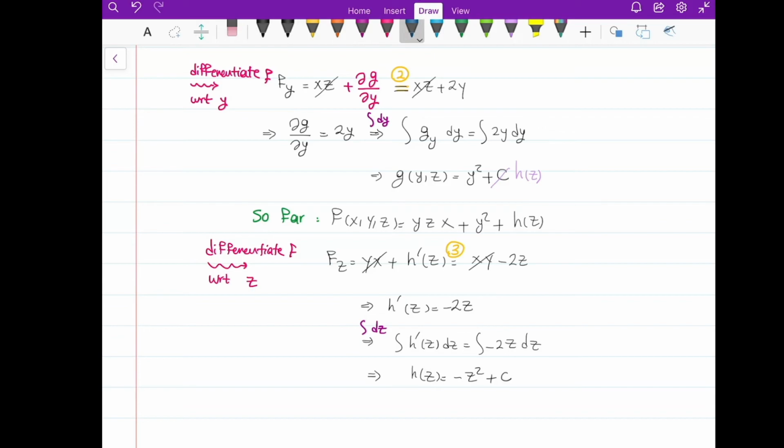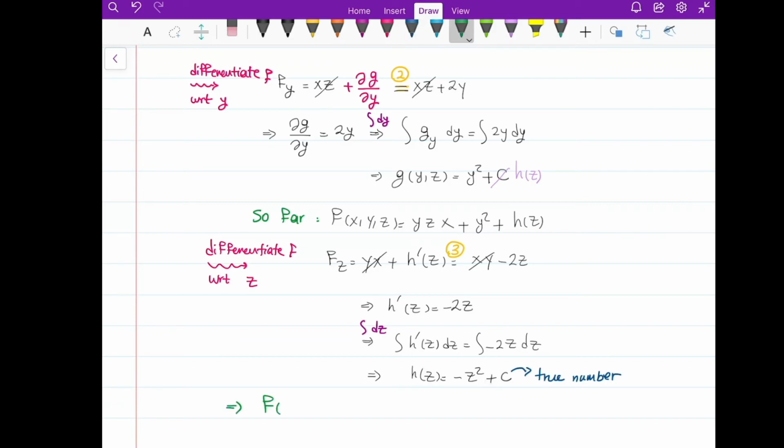And notice that in here the constant c is a true number. It's a true constant. It's just a number. Let me write true number. It is not a function of something. Why? It's just because h was a function of one variable z, and I take the integral with just respect to z. That's why it's just the number c. Now let's see what we have so far.